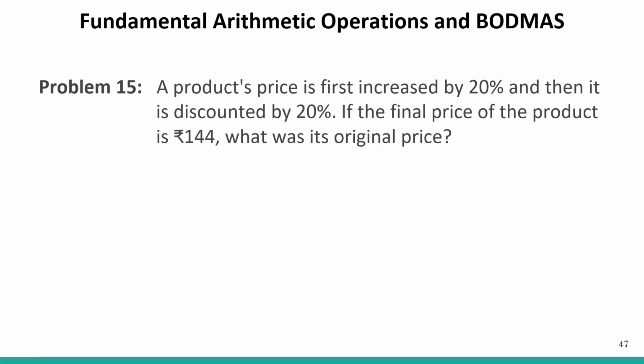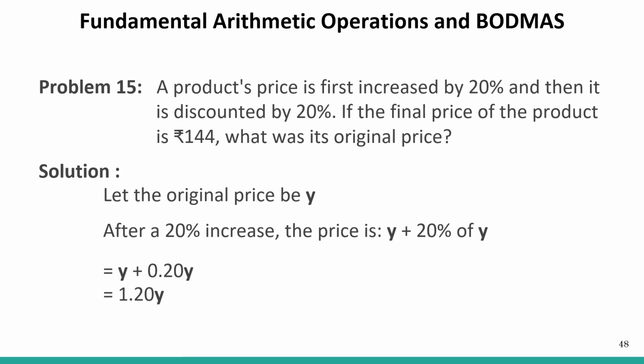A product's price is first increased by 20%, and then it is discounted by 20%. If the final price of the product is 144, what was its original price? Let the original price be y. After a 20% increase, the price is y plus 20% of y, so y plus 0.20y.